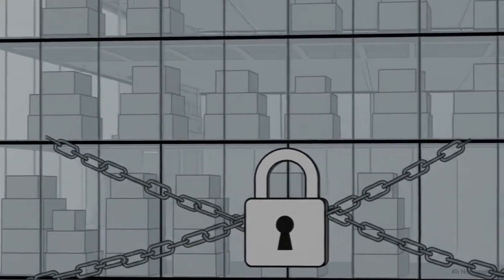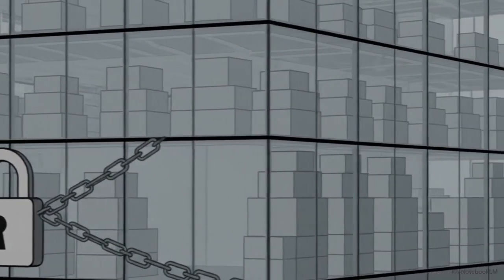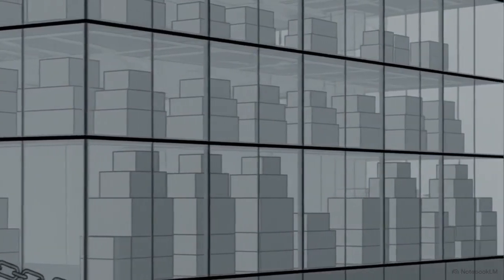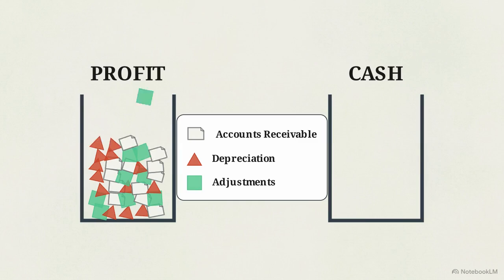Business history is full of companies that reported record quarterly profits on paper, right up until the moment they filed for bankruptcy. This happens because of the mechanics of accrual accounting. Profit includes non-cash items, like depreciation or the recognition of revenue before the money actually arrives. In this diagram, the profit bucket fills with obligations and accounting adjustments, while the cash bucket remains static.